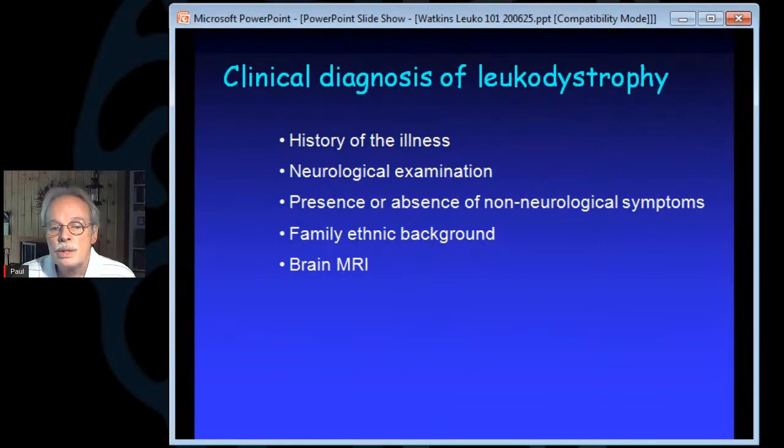We also would look for the presence or absence of non-neurologic symptoms, because a defective gene may be causing a leukodystrophy, but it may be causing problems in the liver or another organ in addition to the brain. The family history is important, especially the family ethnic background, as that may also provide some clues or rule in or rule out a potential diagnosis. But probably the most important thing in trying to diagnose a leukodystrophy is the brain MRI.